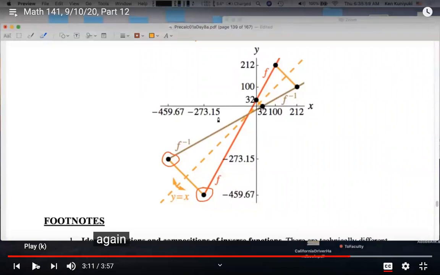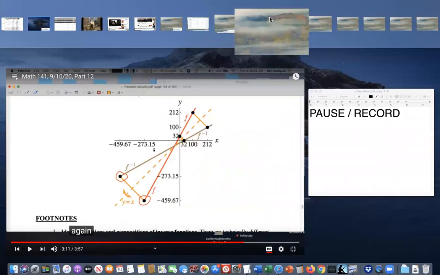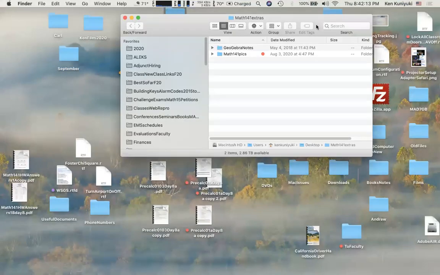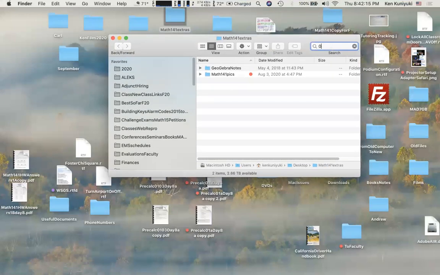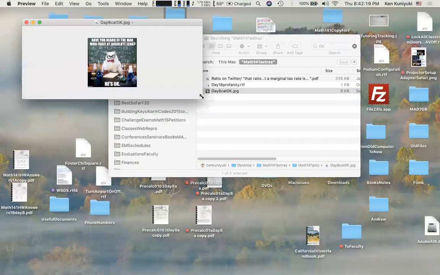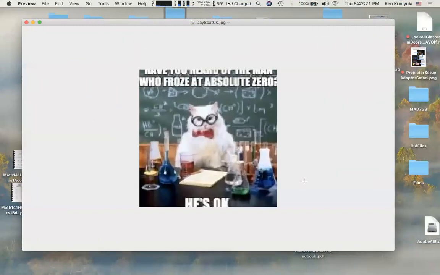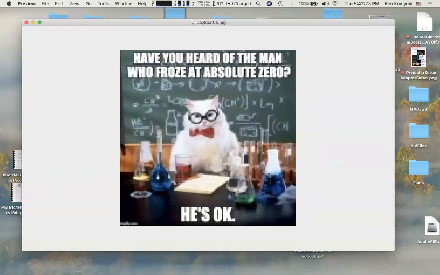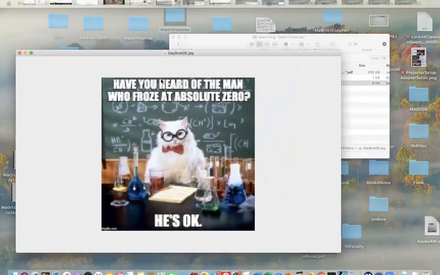By the way, while we're at it, there was something I just remembered I needed to pull up. Let me see if I can pull it up here. Yeah, here it is. I know a chemistry professor, Fremlin, probably likes this. If you know physics, that's funny. 0 Kelvin is very cold. He's okay, 0 Kelvin, whatever. All right.